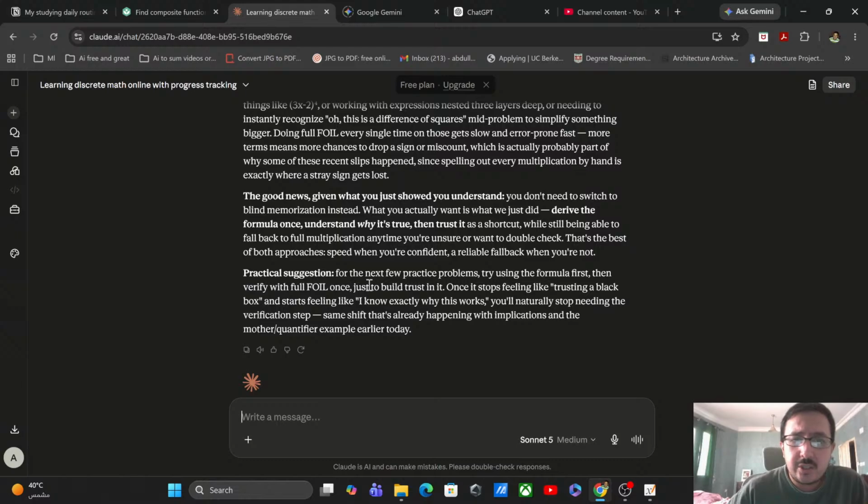Practical suggestion for the next few practice problems: try using the formula first, then verify with full multiplication just to build trust in it. Once it stops feeling like trusting a black box and starts feeling like I know exactly why this works, you'll naturally stop needing the verification step. Same shift that's already happening with implication and the quantifier example.